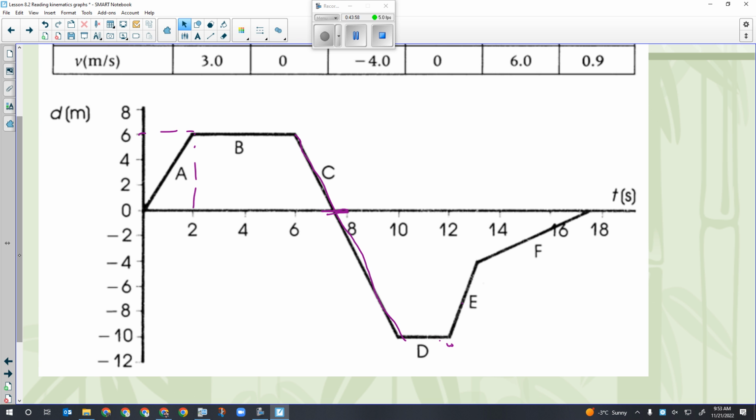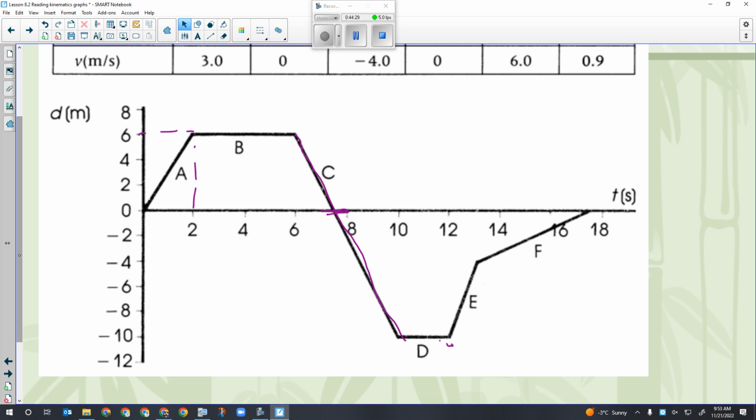Where is the object going faster, E or F? E. How do you know? It's a steeper slope, because slope on this graph represents speed or velocity. If it's steeper, it's faster. Did that require us to do much math? It just requires us to know that this graph is showing where the object is at various points in time, and thus how it's moving between those positions.